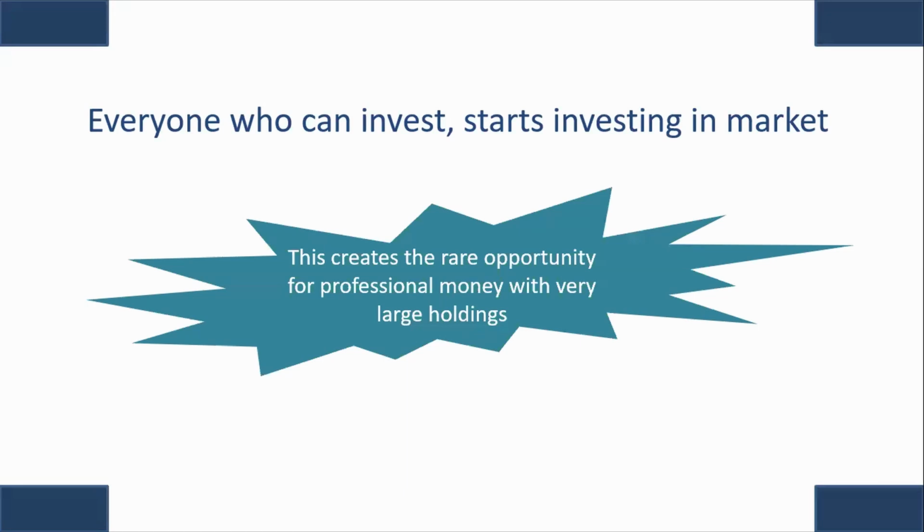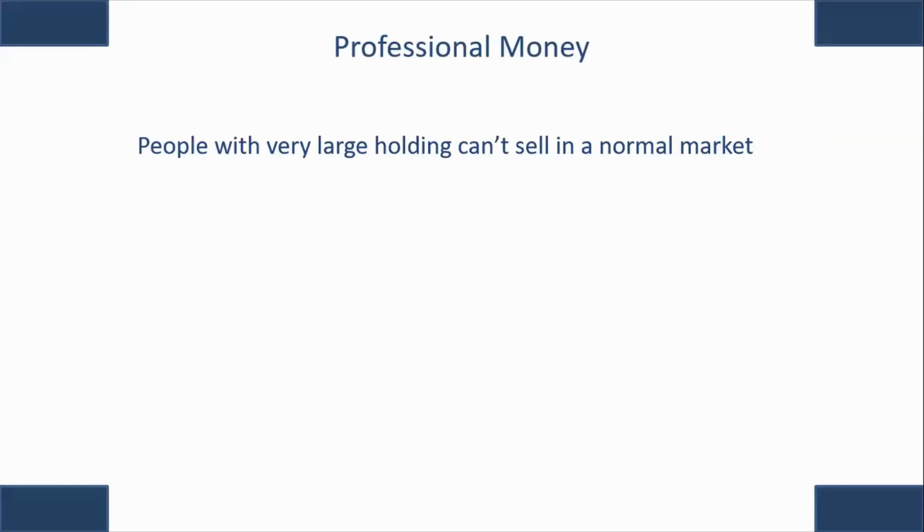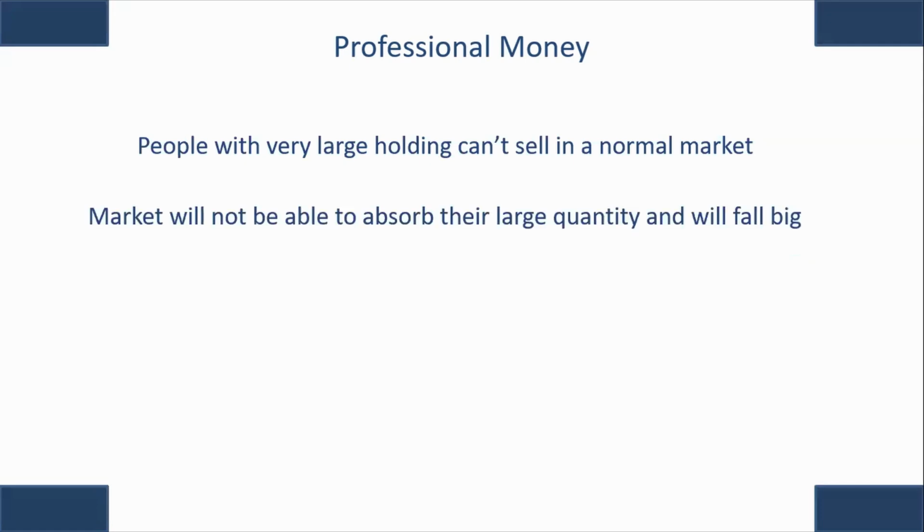And this creates a rare opportunity for professional money with very large holdings. So there are professional people with very large holdings, 500 crores, 2000 crores, 10,000 crores, and so on. So this professional money has a limitation that they have very large holdings. So they can't sell their holdings in a normal market because the market will not be able to absorb their large quantity, and the market will fall big even before they could sell their position.